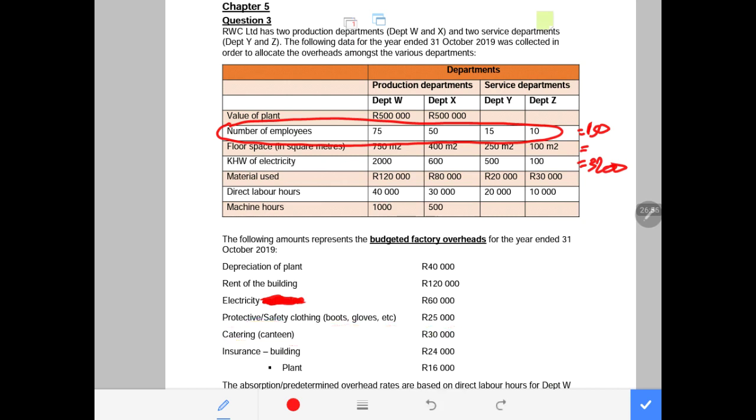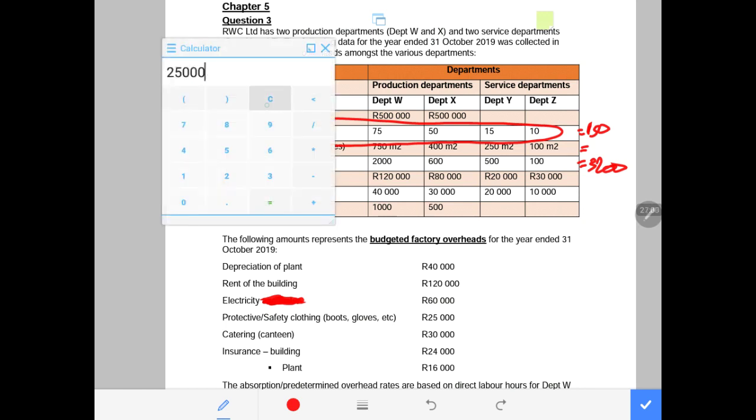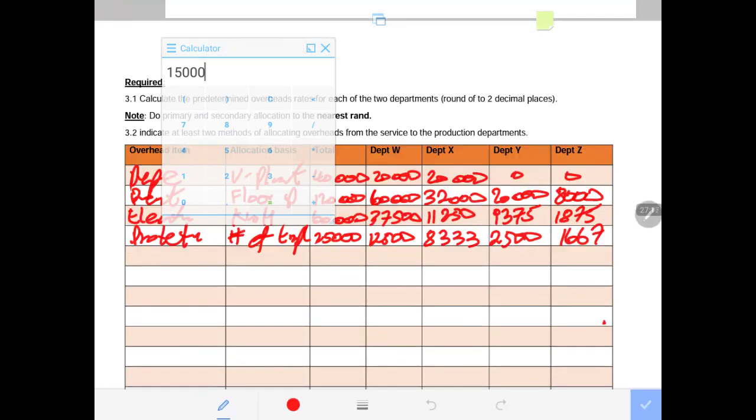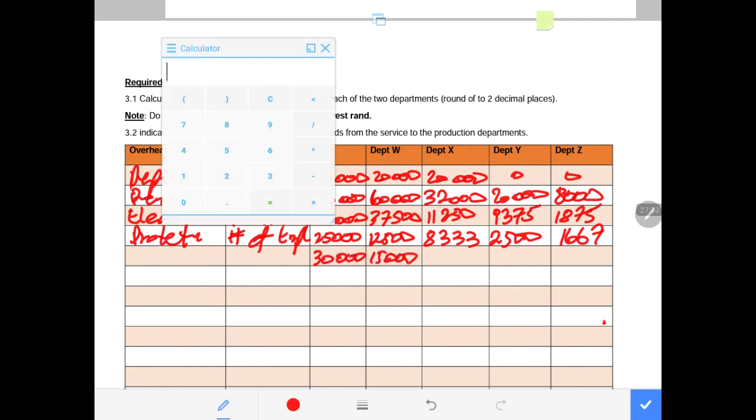So now we need to be applying the same base of allocation as we did before. Therefore it will be 75, divide this by 150. We multiply this by the cost of 30,000 rands, which gives us 15,000 rands. So we allocate that 15,000 rands, which is from the 30,000 rands. We allocate 15, which is half of that.